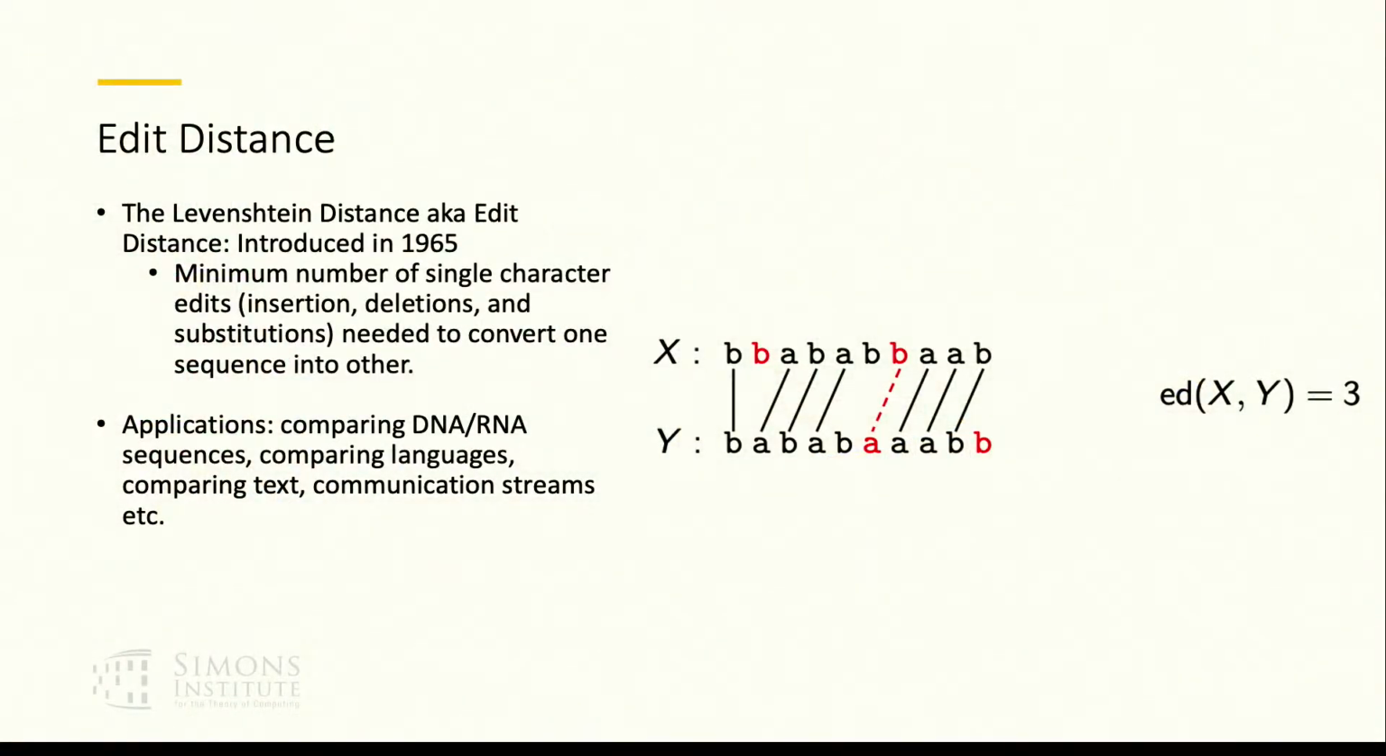It's a very fundamental measure of computing distance between sequences, introduced way back in 1965 by Levenshtein. You're given two sequences, and you want to know the minimum number of edits, insertions, deletions, and substitutions, required to convert one sequence into another. For example, if you delete B, substitute this B with an A, and then insert B over here, then with 3 edits you can convert X to Y, so the edit distance between X and Y is 3.